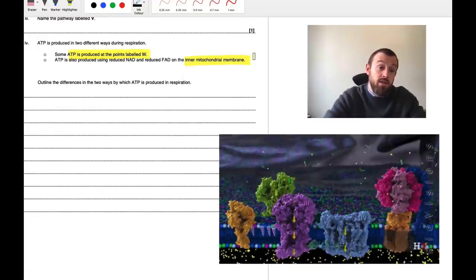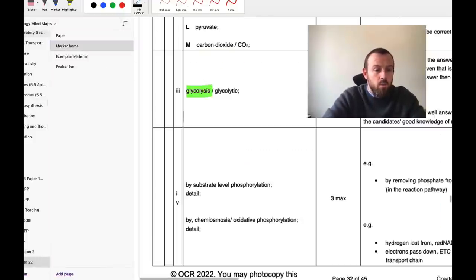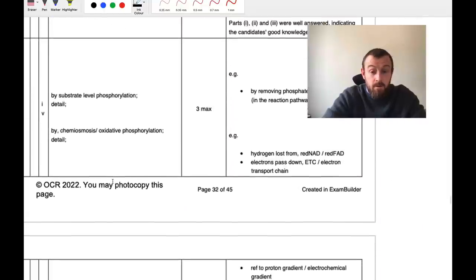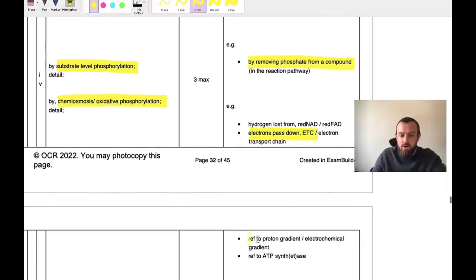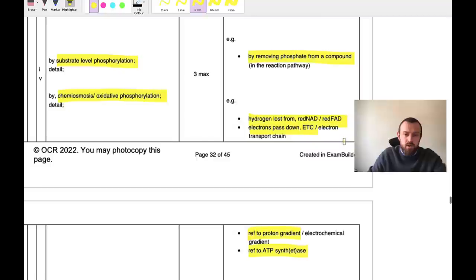And now let's quickly jump to the mark scheme so you can see what types of things were accepted. So substrate level is by removing a phosphate from a compound, whereas chemiosmosis, the detail that you could have given, electrons passed down the electron transport chain, referencing proton gradients, referencing ATP synthase. Sometimes it's called ATP synthetase, but I prefer ATP synthase. And you're talking about hydrogens being removed from reduced NAD and reduced FAD as well. Okay, so there's lots of detail you could have given there. Pause there if you need to.